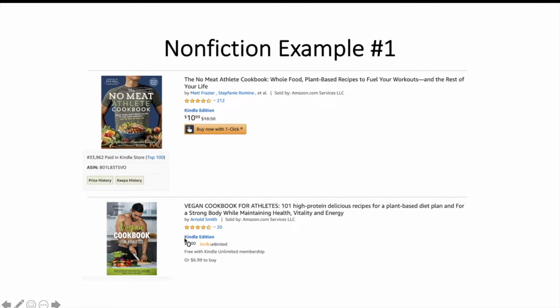Now compare that to this book right here. It is optimizing the title to the keyword vegan cookbook for athletes. And it also included additional sub keywords such as high protein, plant-based diet plan, health, vitality, energy. I mean, I'm sure these are super competitive, but you get my point. They have additional keywords in the subtitle, so it could potentially rank for these keywords as well.